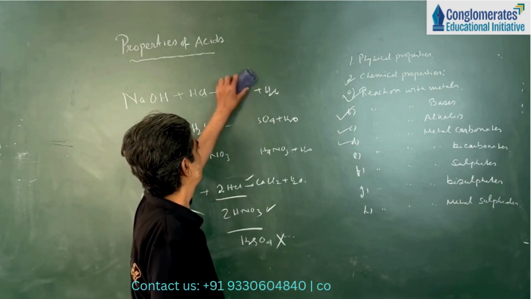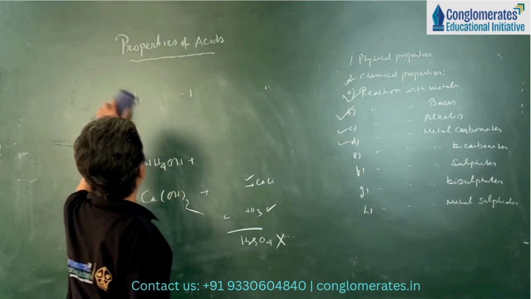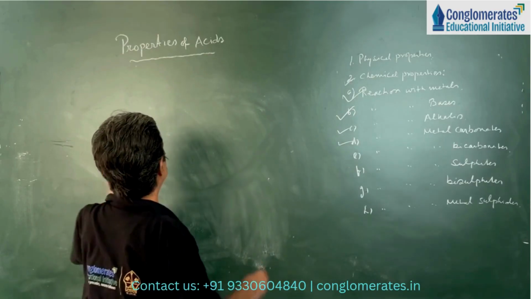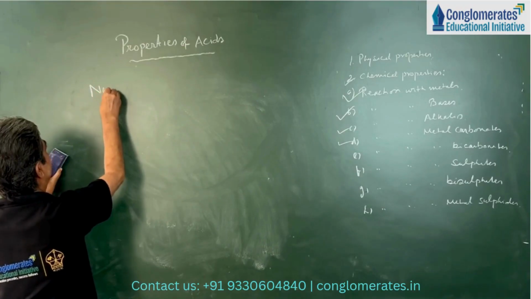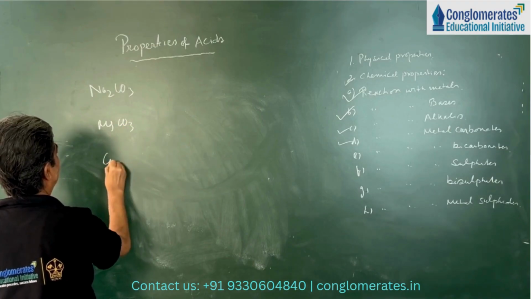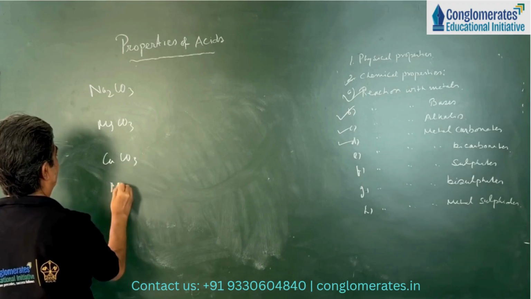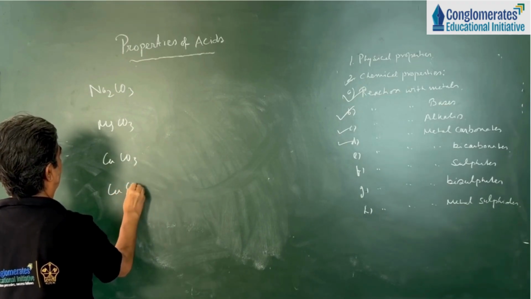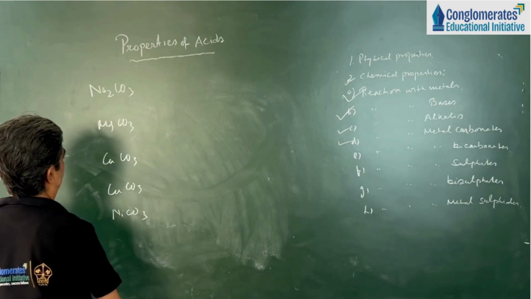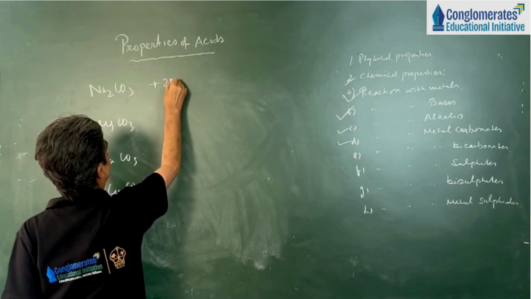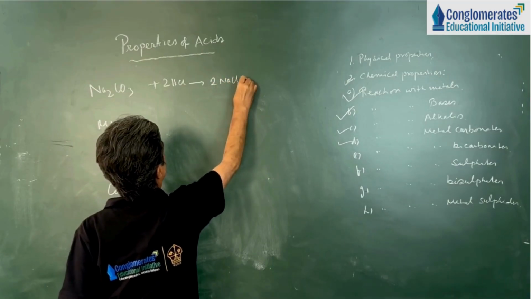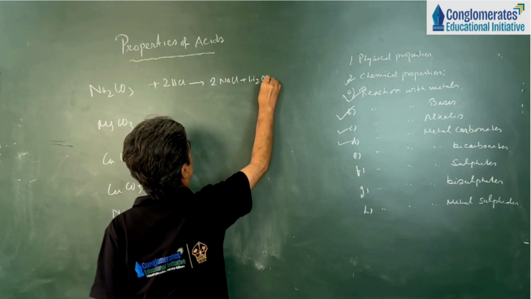Now let me write one by one the examples I have given just now. First let me take sodium carbonate, Na2CO3. Next I am taking magnesium carbonate, calcium carbonate, copper carbonate, and nickel carbonate. No more, there are 5, more than enough. Now this is dilute HCl. If you take dilute HCl, we get NaCl, sodium chloride, plus water plus carbon dioxide.